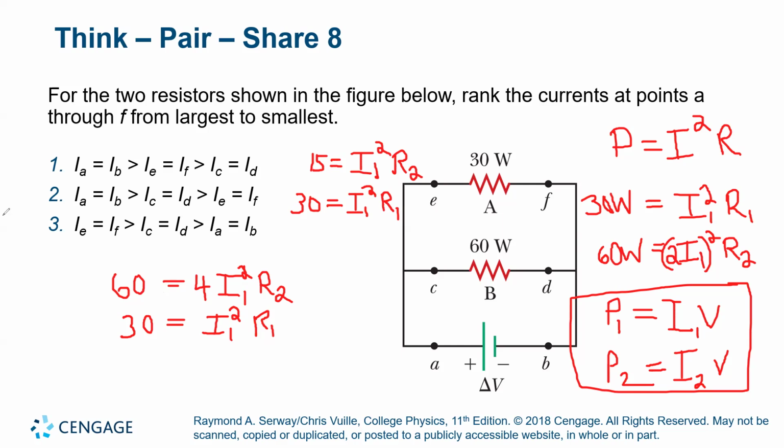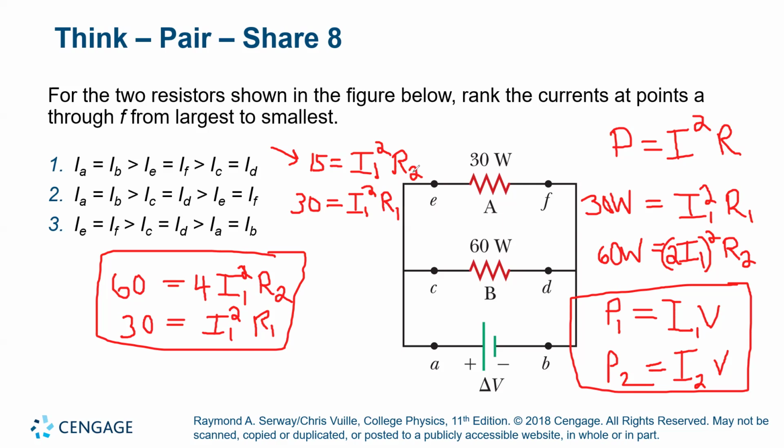Now, here it is written over here. Be very careful that you put the 2 inside the square. The current I2 is 2 times I1. So the square of it is 4 times I1 squared. Okay, now we use our algebra here, right? We can see if I divide by 4, the 60 equals 4 I1 squared R2. If I divide by 4, I end up with 15 watts equals I1 squared R2.